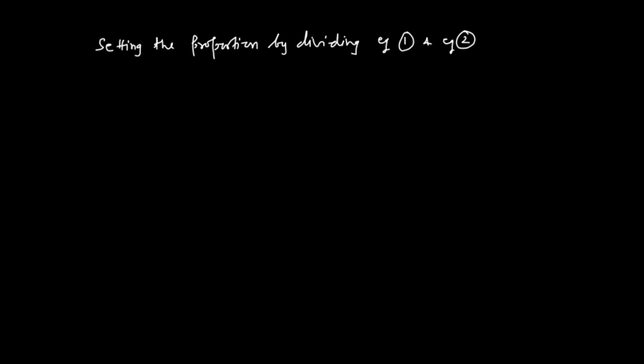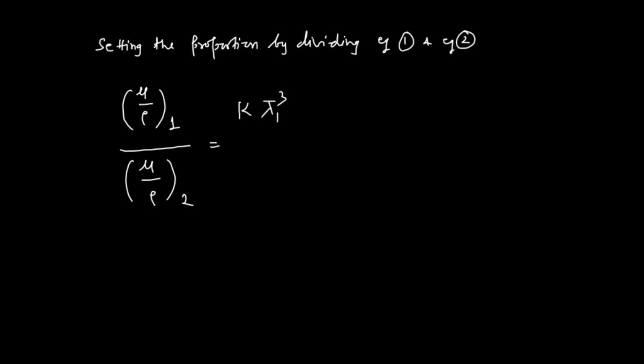This will not make any difference. Okay. So what we will get now, we will get mu over rho for the first one divided by mu over rho for the second one, because we are dividing equation 1 by equation 2. Extension coefficient lambda 1 cube divided by extension coefficient lambda 2 cube. So your extension coefficient k will cancel out from here.